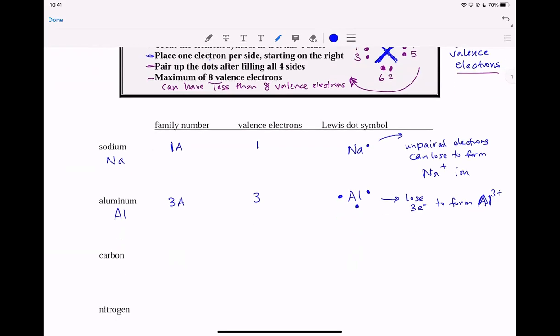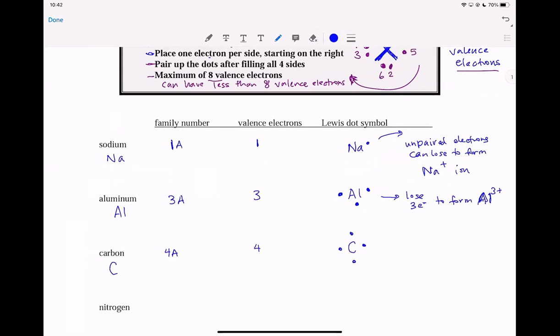So the next one is carbon, which is the element symbol C, and you will find carbon in family 4A. So there are 4 valence electrons, and then the Lewis dot symbol, you start with the element symbol and you want to drop off 4 electrons. So starting on the right side, 1, 2, 3, and 4. Now carbon is interesting. Carbon is a non-metal. It's to the right side of the stair-step line. And non-metals can have some options.